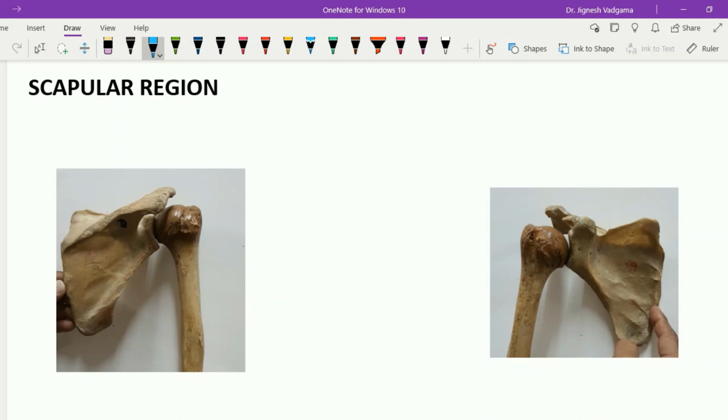Now let's see the scapular region. The scapular region is concerned with the back of the scapula, and this region includes so many muscles. For the understanding of the scapular region, let's see these two real images.